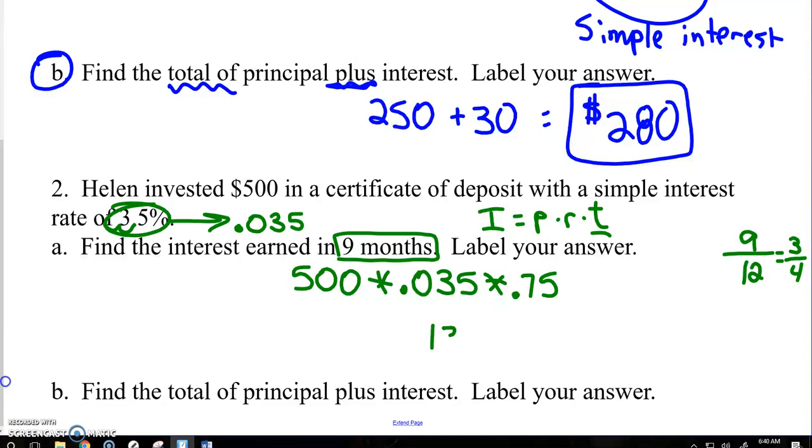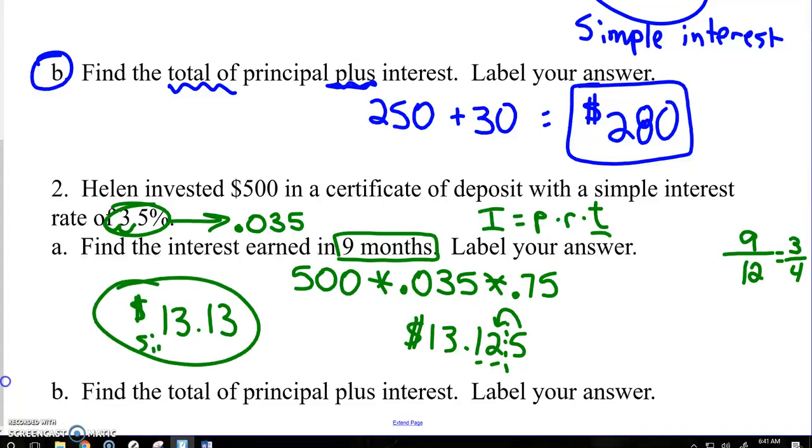We get 13.125. Now this is money. We are going to follow normal standard rounding rules. So money goes to 2 decimal places. Again, according to normal rounding rules, 5 is big enough to push up the 2. So the simple interest for Helen would be $13.13. That's the simple interest.